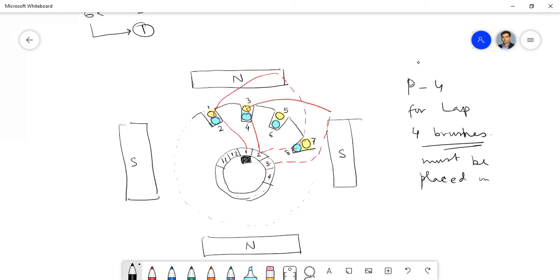Placed on the proper commutator segment. That you should remember. So you have to show the location or the position of the brush on the commutator segment also. So for that you should know the direction of the current, otherwise it is not possible for you to place the brush.